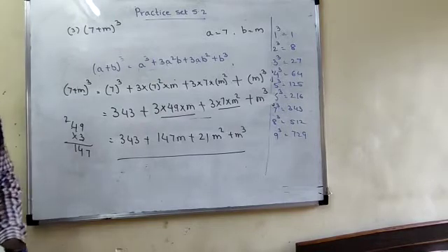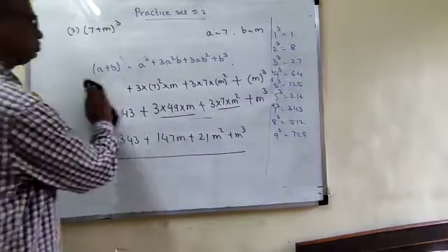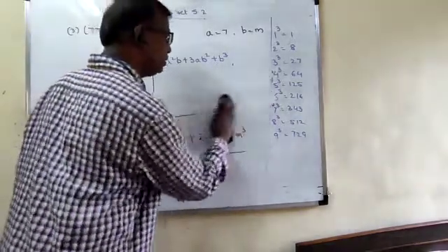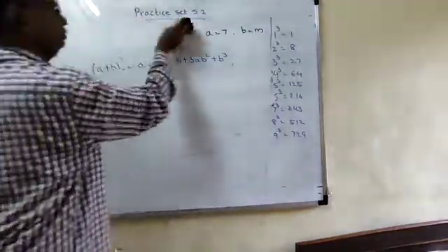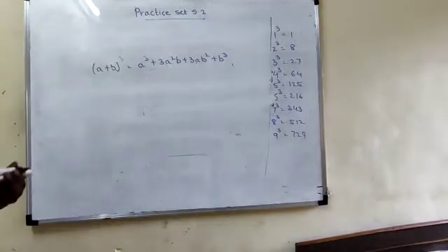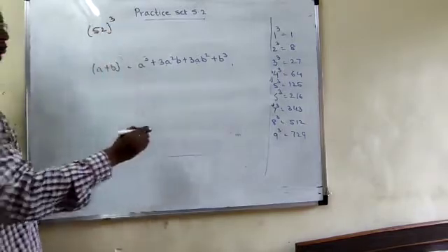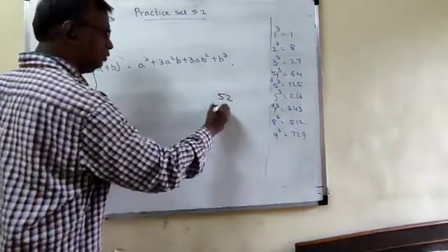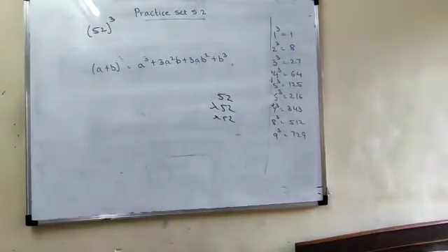Now we'll go to sum number 4th. Now this sum is different. Here some numbers are given. What is the number given? 52 the whole cube. Please students, don't multiply like this, 52 into 52 into 52. No, this is not the way. We have to expand 52.